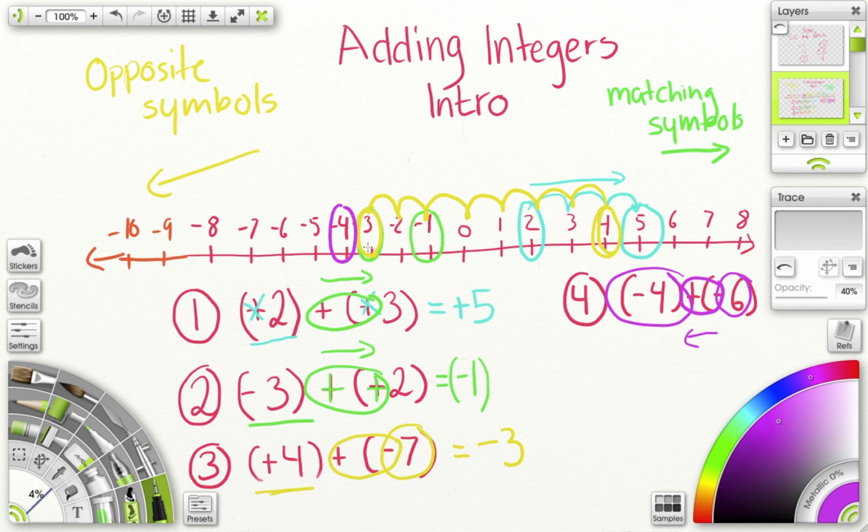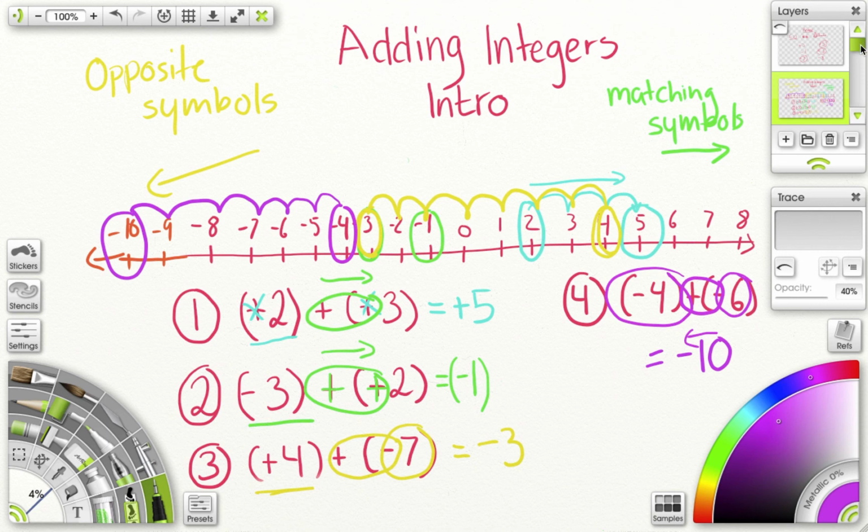All right, so I start at negative 4 and then I go 6 spaces to the left because they are opposite. So 1, 2, 3, 4, 5, 6. Where do I end up? I end up at negative 10. So my answer for this question is negative 10.